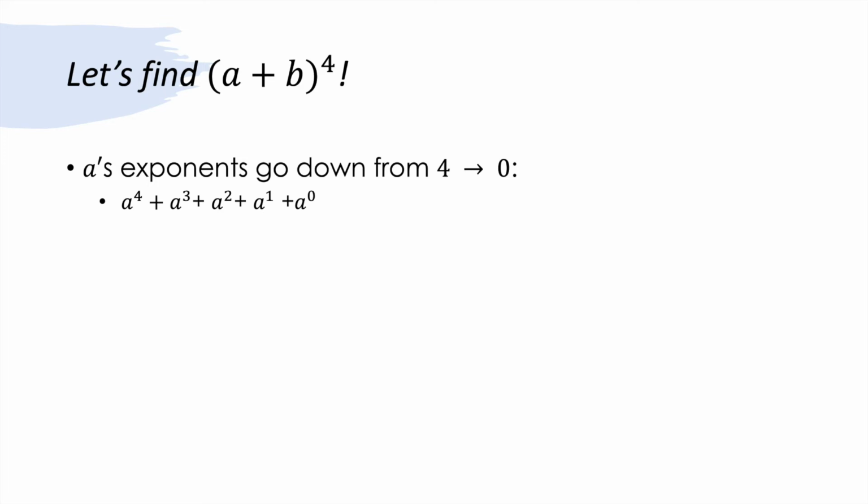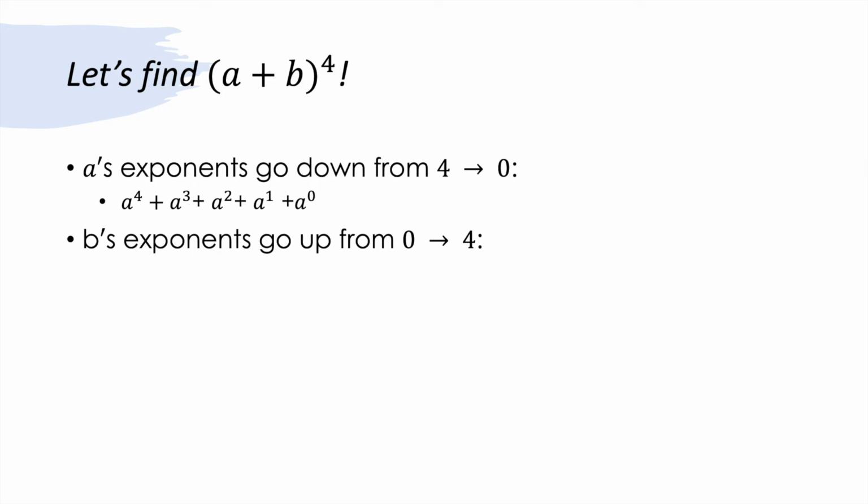With these patterns in mind, let's try to find the expansion for a plus b to the power of 4. Remember that we said that the exponents of the a term go down. So in this case, a's exponents are going to go down from 4 to 0. So it's going to go from a to the power of 4 to a to the power of 3, all the way down to a to the power of 0. If we look at b's exponents, the ordering of the exponents is going to be the opposite of a's. So b's exponents are going to go up from 0 to 4.